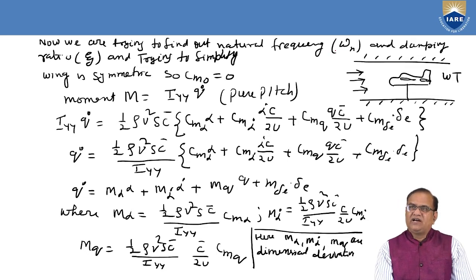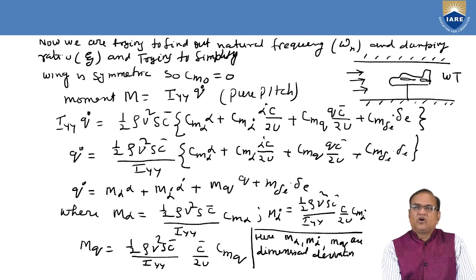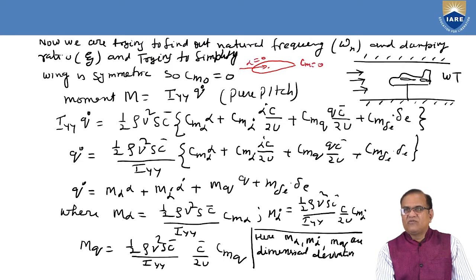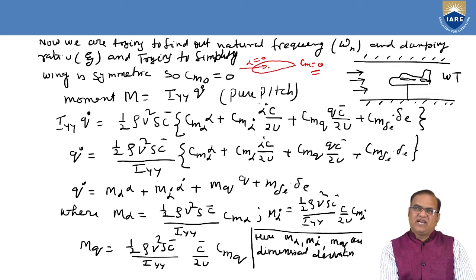Okay, because to have the dynamic stability, we should know the omega n and damping ratio zeta, and we are trying to simplify this equation. So we have taken the wing as symmetric, so Cm naught is equal to 0. You know that for a symmetric wing at 0 degree angle of attack, alpha equal to 0, Cm will be 0 for the symmetric case. So we have taken for simplicity that the wing is a symmetric wing.